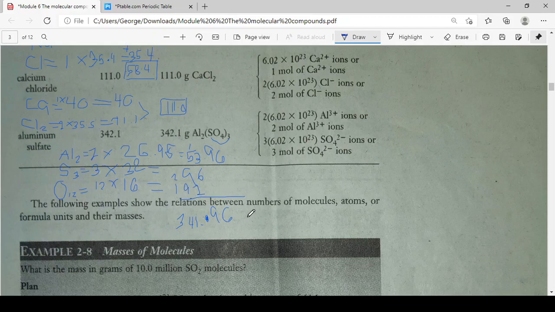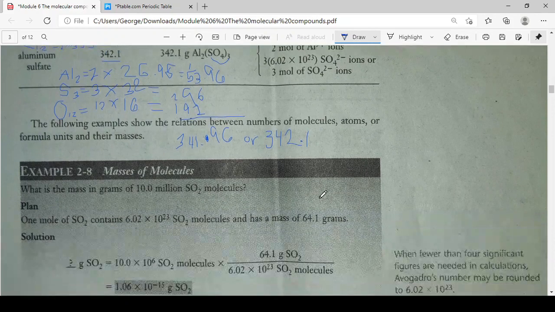Kay i-round off natin. Or 342. And this will be the formula weight of your aluminum sulfate. Arin siya. 342.1 or simply 342 is acceptable depende sa instructions ng ating question. Pero gina-consider ko ng kids, so don't you worry.